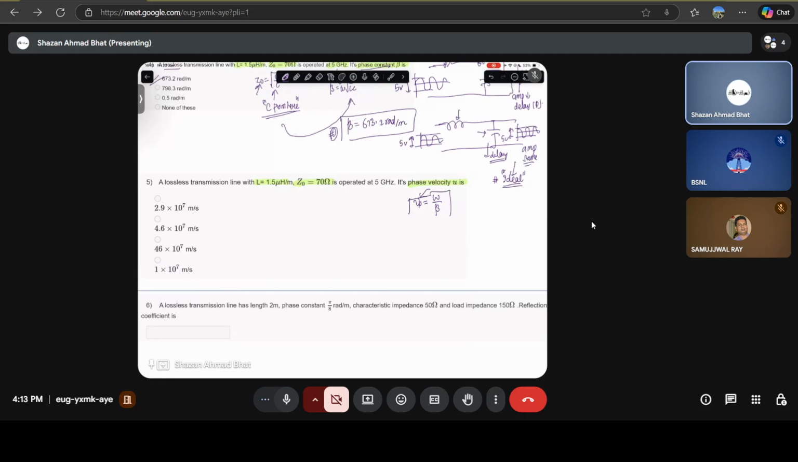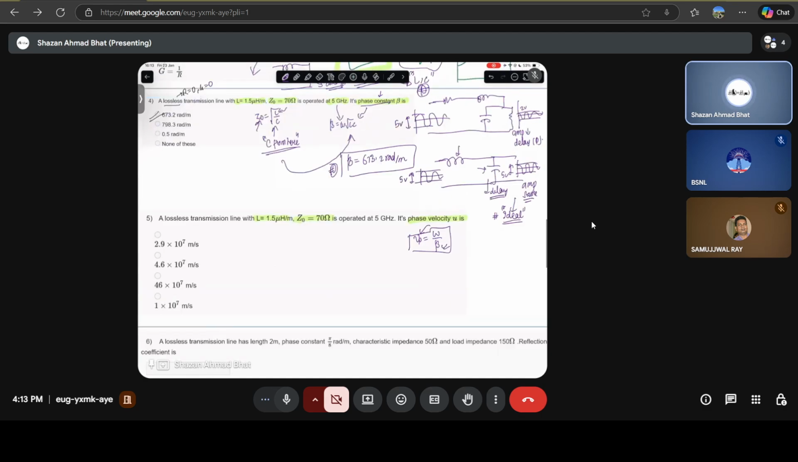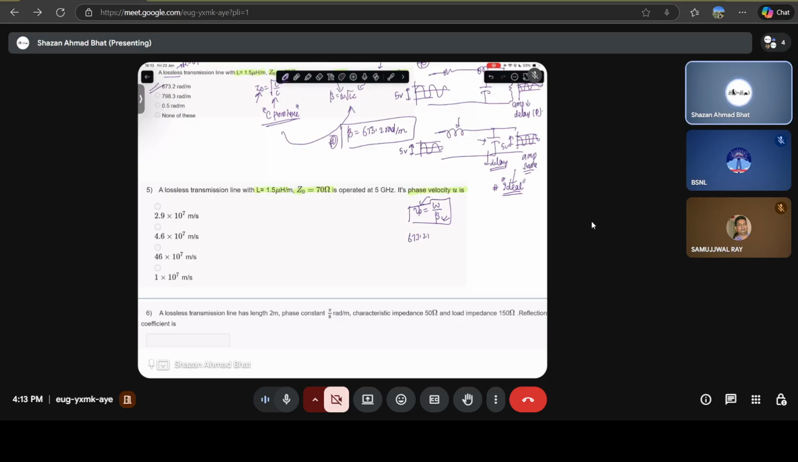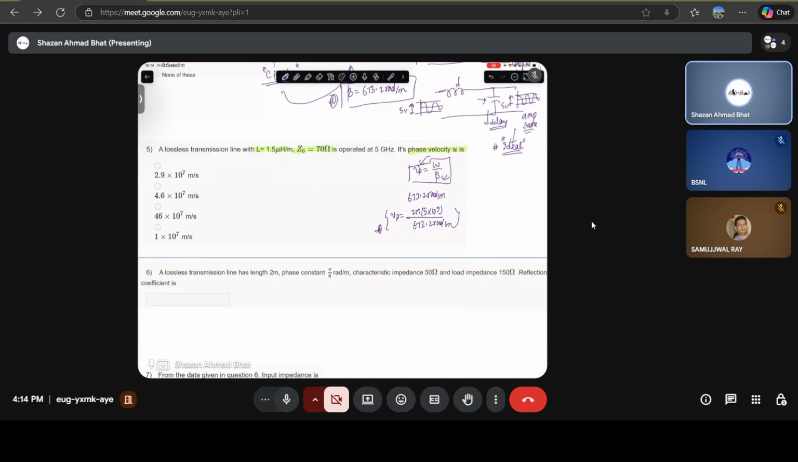Okay, and what do we need to obtain? I think we have obtained beta in the previous question. Beta is 673.2 radians per meter. You can obtain the phase velocity as 2 pi times 5 gigahertz divided by 673.2 radians per meter. And once you obtain this number, you get the phase velocity of 4.6 times 10 to the power 7 meters per second.